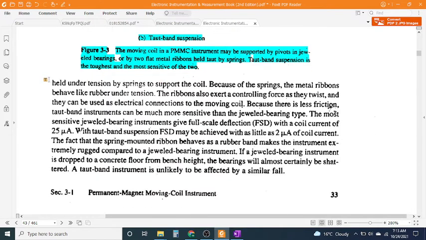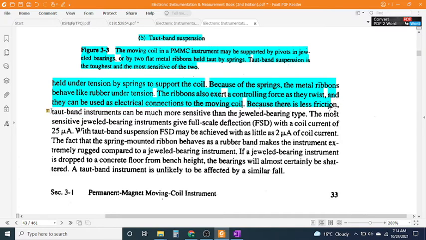The ribbons are held under tension by springs to support the coil. Because of the springs, the metal ribbons behave like rubber under tension. The ribbons also exert a controlling force as they twist, and they can be used as electrical connections to the moving coil. Because there is less friction, taut band instruments can be much more sensitive than the jeweled bearing type. The most sensitive jeweled bearing instruments give full-scale deflection, FSD, with a coil current of 25 µA. With taut band suspension, FSD may be achieved with as little as 2 µA of coil current.